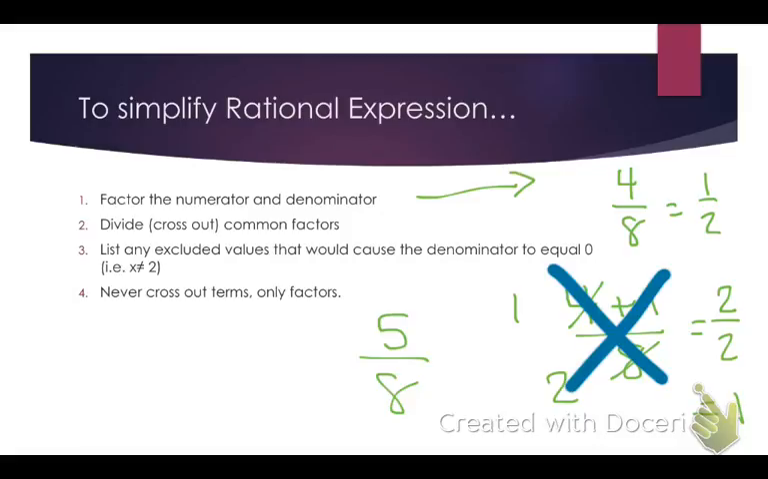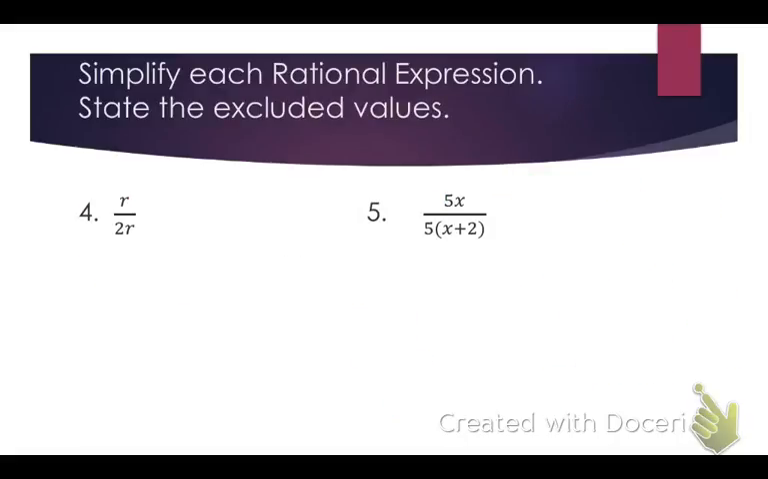All right, so what we're going to do is factor. We're going to cross out any common factors, and then we're going to state any values that would cause a division by zero error. And once again, I've tried to emphasize never cross out terms, only factors. Terms are things that are added and subtracted. So let's illustrate this with some examples. r divided by 2r.